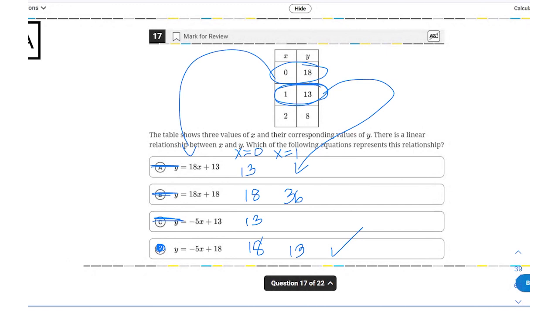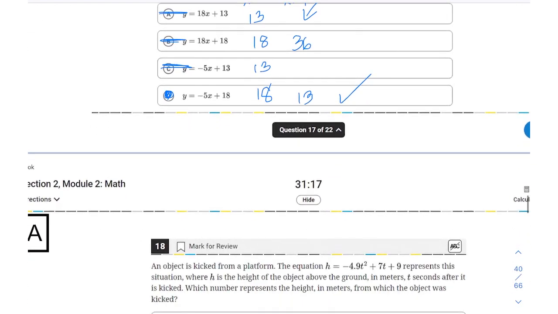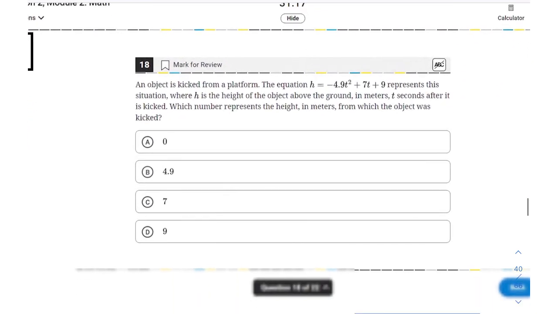So rather than trying to solve for slope or create your own equation of a line, which is certainly great if that's something that you can do comfortably, here it's going to be a little bit easier for us to tackle this by just looking at the values in the table and taking those corresponding pairs for x and y and plugging them in to see which equations work. All right, let's try 18. This one's a little bit longer. It says an object is kicked from a platform.